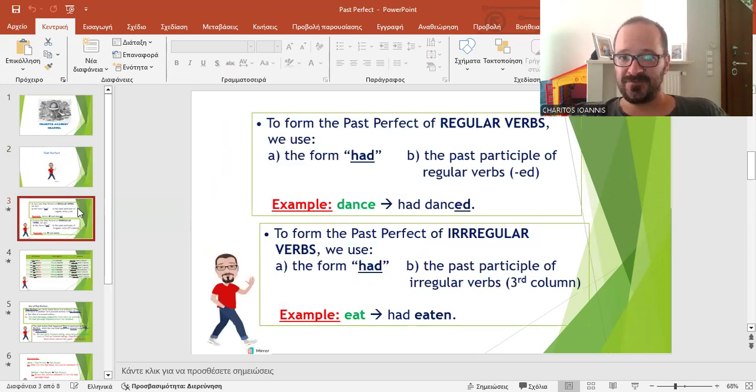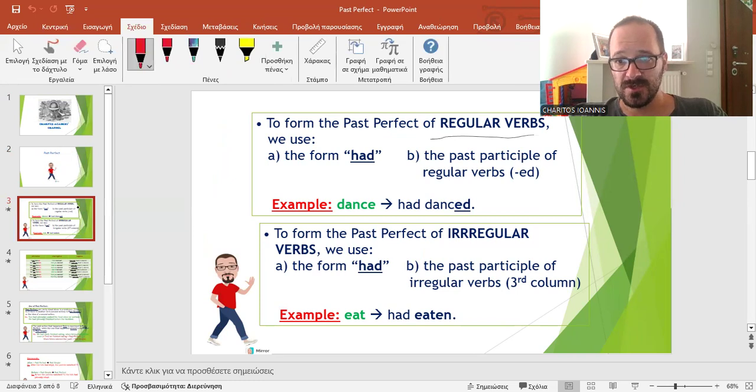So let's take a look at the form. How do we form past perfect? Remember, all perfect tenses need a form of the verb have. Because this is past perfect, we need the past form of the verb have, which is had. So we need had and the past participle. For regular verbs, that is very easy to form. We just add an ed. So the past perfect of dance is had danced.